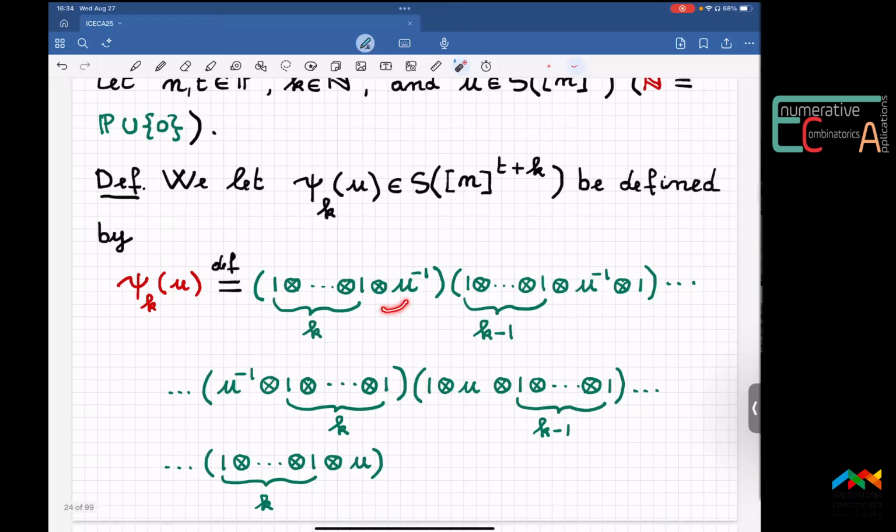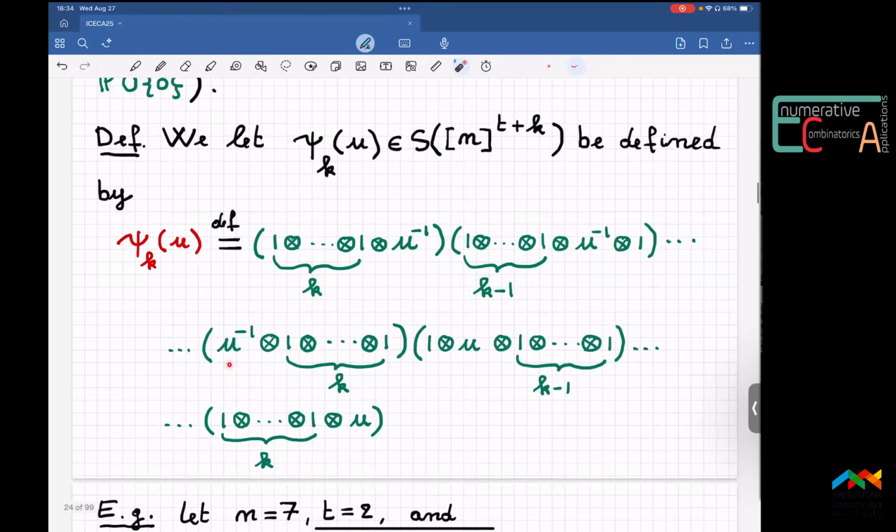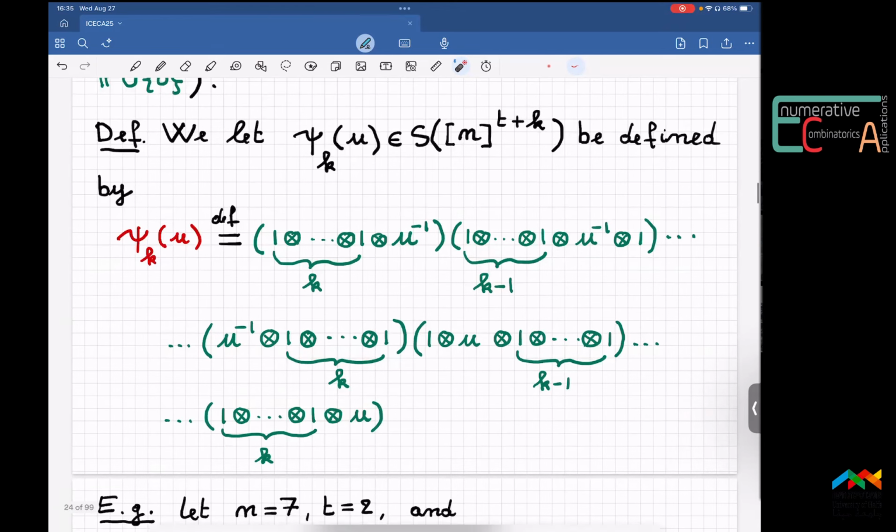Then I'm going to move U inverse to the left by 1. So I have 1 tensor 1 tensor 1, K minus 1 times, then U inverse, then 1. And I continue doing this. U inverse goes to the left until eventually it goes to the first position, and you have 1 tensor 1 tensor 1, K times. Now U inverse goes back to the right, but becomes U. So you have U tensor 1 tensor U tensor 1 tensor 1 tensor 1, K minus 1 times, etc., all the way to 1 tensor 1 tensor 1, K times, tensor U. And the product of these permutations is what I call psi K of U.